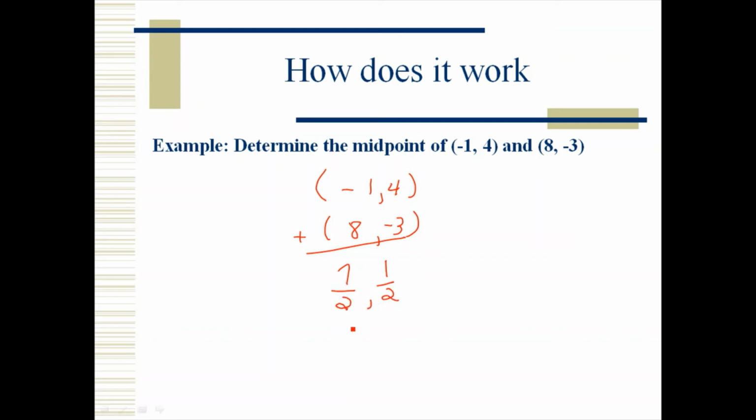So 7 divided by 2 is going to give me 3.5. And 1 divided by 2 is going to give me 0.5. Therefore, the midpoint of these two points will be at 3.5 on my x and 0.5 on my y.